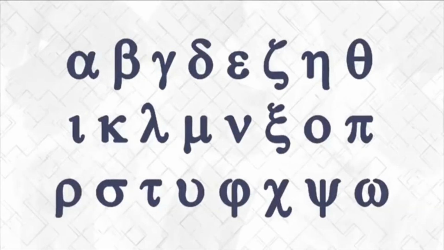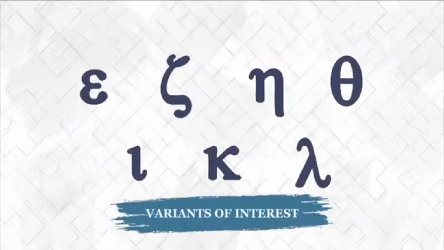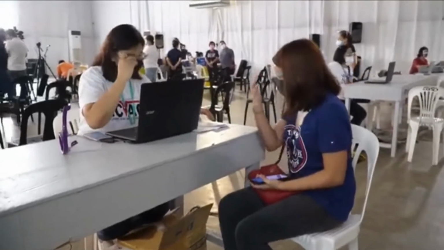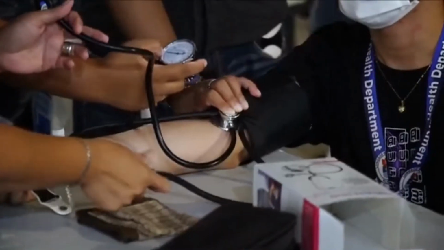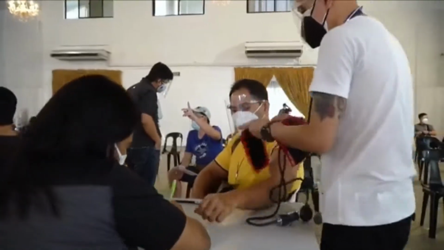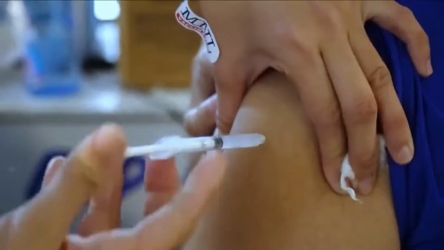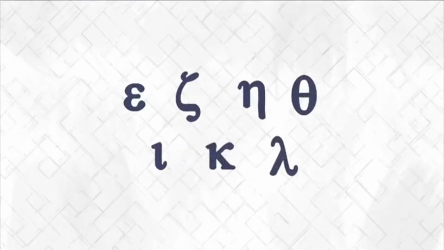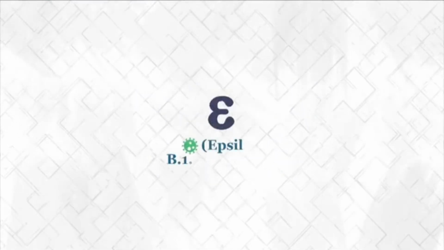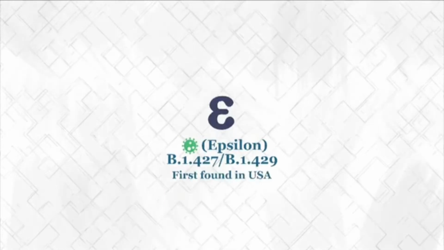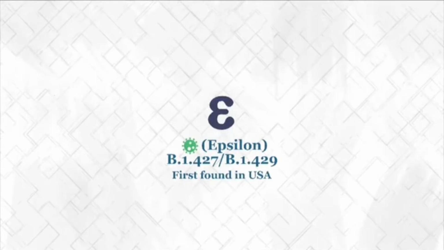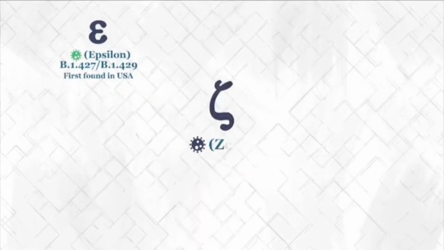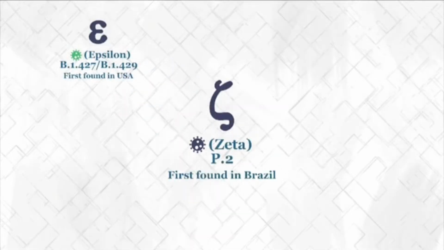Samantala, narito naman ang mga Greek letters na napili para sa mga variant of interest o yung mga virus na mayroong kakaunting pagbabago mula sa mga naunang variants at hindi pa makukonsider na lubhang nakakahawa o may epekto sa bakuna. So, in line with that, we have what we call the epsilon variant or the variant of interest, which is linked to the US, originally recorded from the US. We have the Zeta variant or the P2 variant, which is again linked to Brazil.